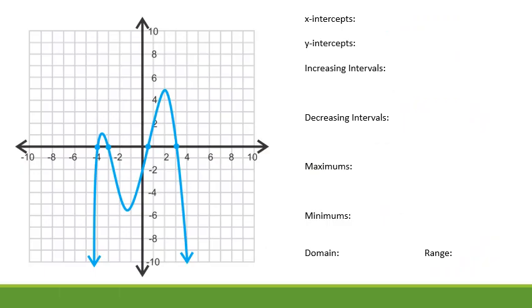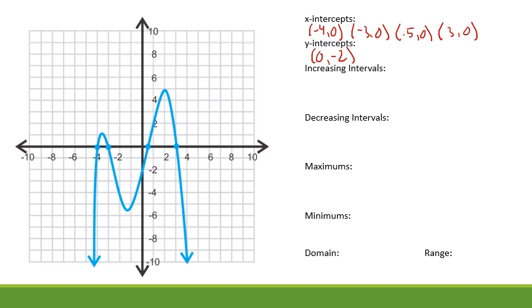My key features on this graph, the first of which would be our x-intercepts. I have an x-intercept at (-4, 0), another at (-3, 0), a third one at (1/2, 0), and a fourth at (3, 0). My y-intercept, where it crosses the y-axis, would be (0, -2). Okay, I've got a couple different intervals here. I've got 2 increasing and 2 decreasing intervals.